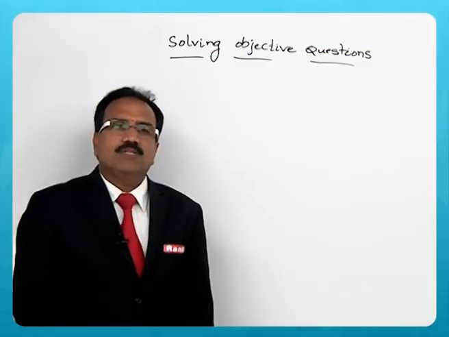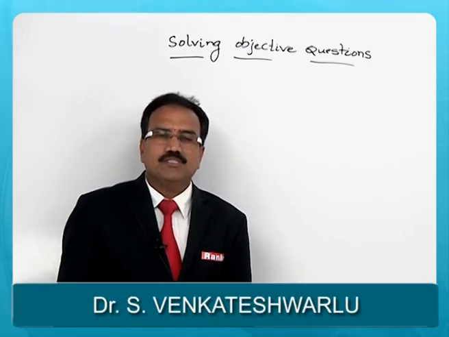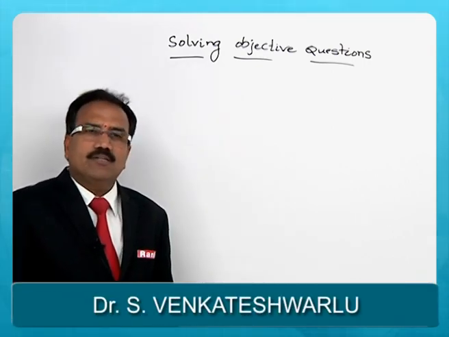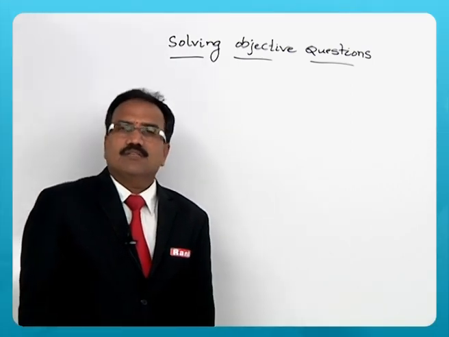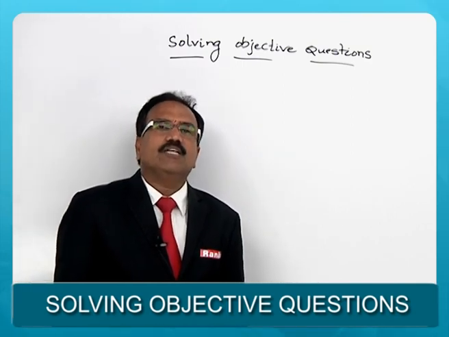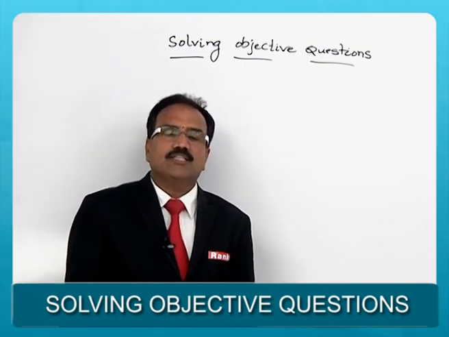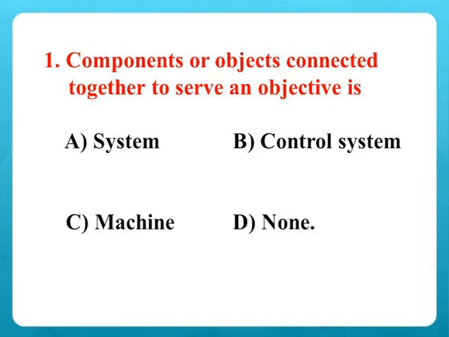So let us spend some time today to solve the objective questions that normally appear on control systems. We have discussed few topics in the previous classes, and what kind of questions we can actually generate and we can expect in competitive exams. So the question 1, components are objects connected together to serve an objective.